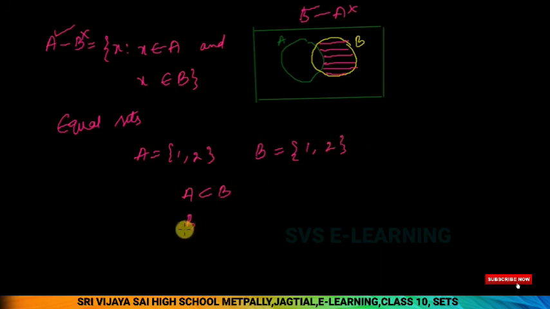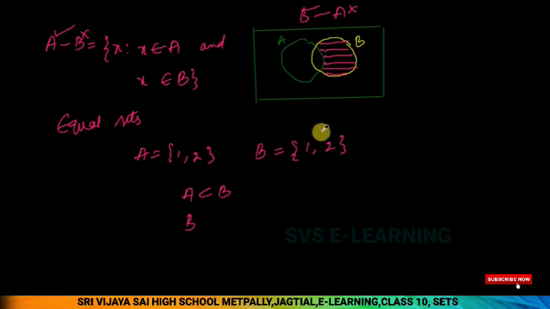Can I also say that B is a subset of A? Yes, because every element of B is also an element of A. When A is a subset of B and B is a subset of A, we say that A is equal to B. So A and B in this case are equal sets. Two sets A and B are equal if every element of A is also an element of B and every element of B is also an element of A.